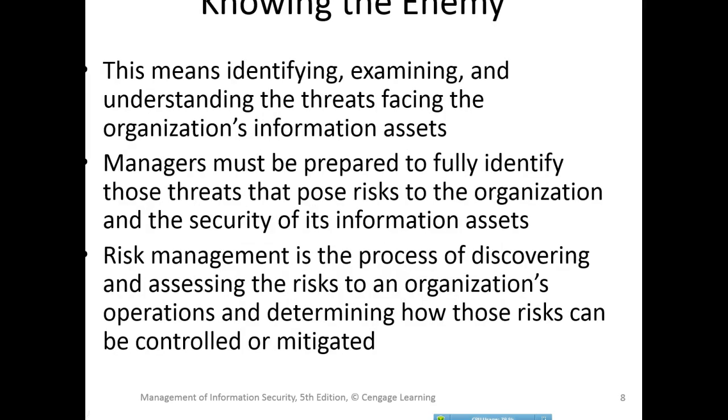The second thing that he mentioned, and it's important, is we need to know the enemy. So we need to identify, examine, and understand the threats facing the organization's information assets. Managers should be prepared to fully identify those threats that pose risk to the company and the security of the information assets. Risk management is a process of discovering and assessing the risk to an organization's operation, and then determining how these risks can be controlled or mitigated.